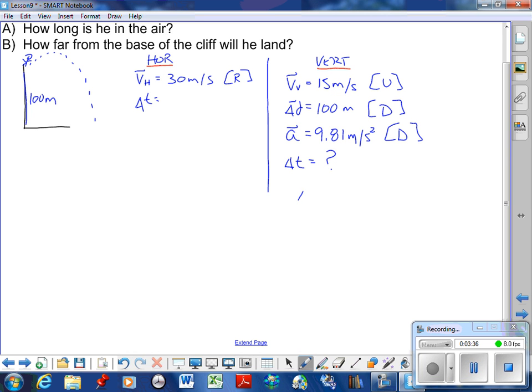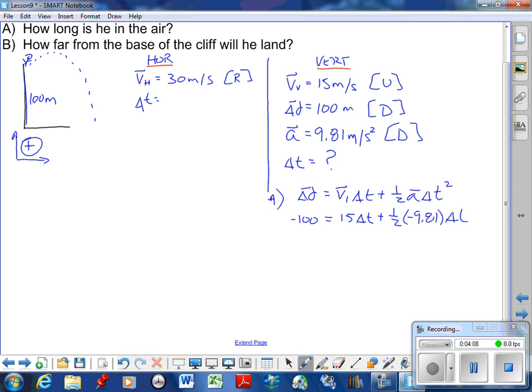Well, we already know the formula we're going to pick. Delta D equals, so I guess this is part A, V1 delta T plus 1/2 A delta T squared. So we're looking for time. So negative 100 equals 15. It's positive because I'm going with my typical sign convention. Up and to the right is positive. Delta T plus 1/2. Gravity is down, so it's a negative. Delta T squared. Now I have delta T's everywhere in my equation.